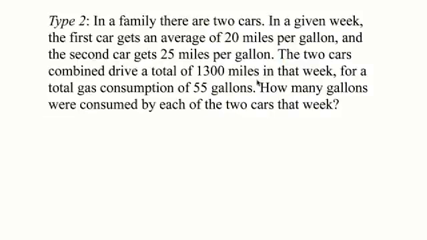In a family, there are two cars. In a given week, the first car gets an average of 20 miles per gallon. The second car gets 25 miles per gallon. The two cars combined drive a total of 1,300 miles in that week for a total gas consumption of 55 gallons. How many gallons were consumed by each of the cars during that week? Now, first of all, if you're asking why, get that question out of your head.